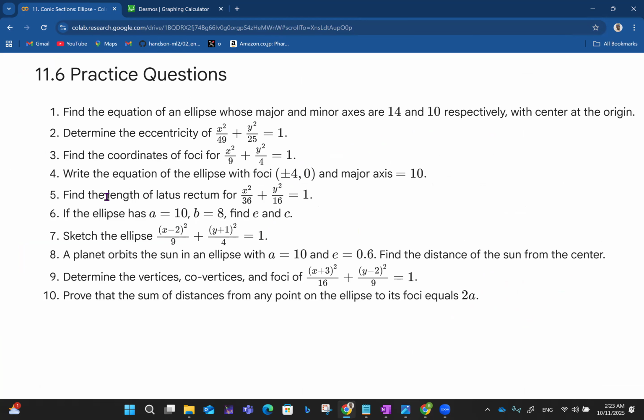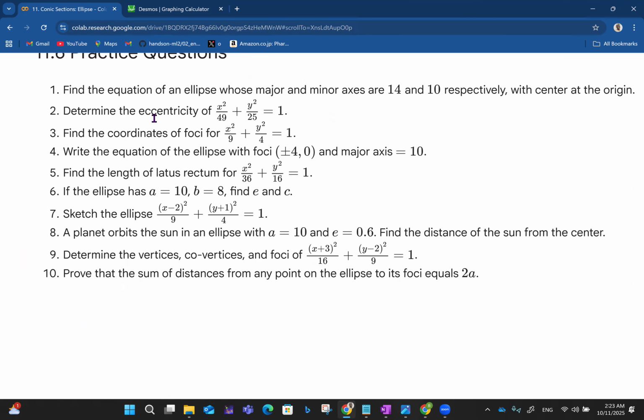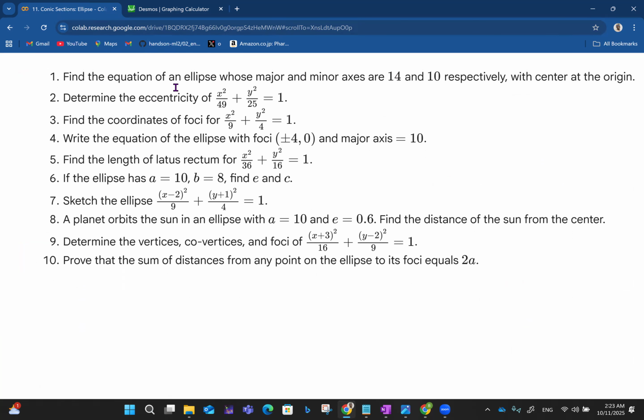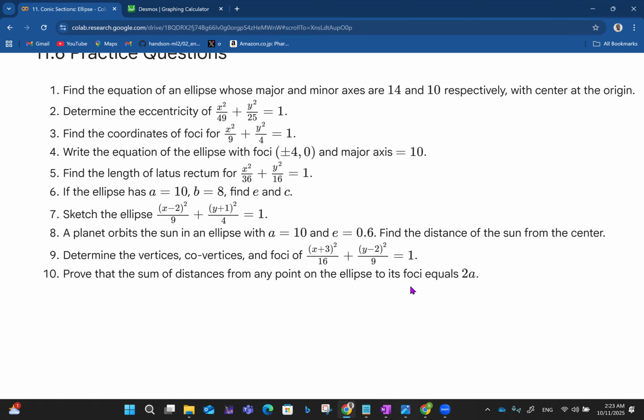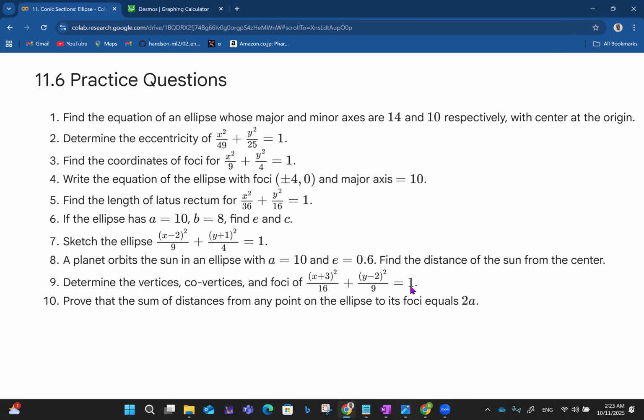So you want to find the eccentricity of this. Of course, for the eccentricity, you need to find c, and then you put that over a. Like we saw, eccentricity is c over a. You want to find the coordinates of the foci for this one, so you need to find c for sure. So you can try your hands on the rest and then enjoy working with ellipses.